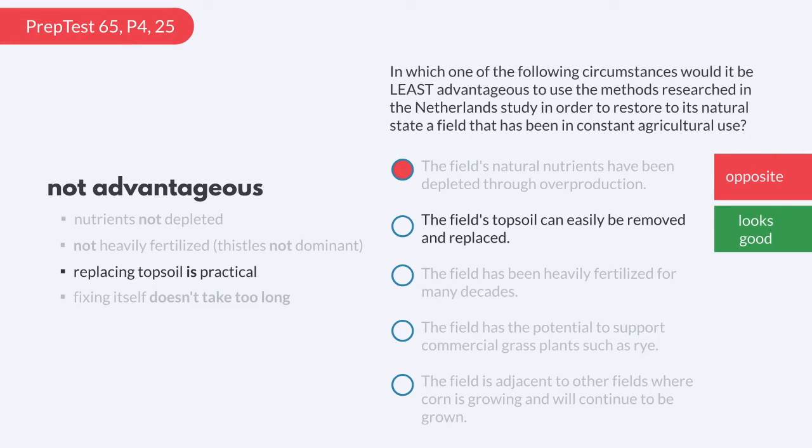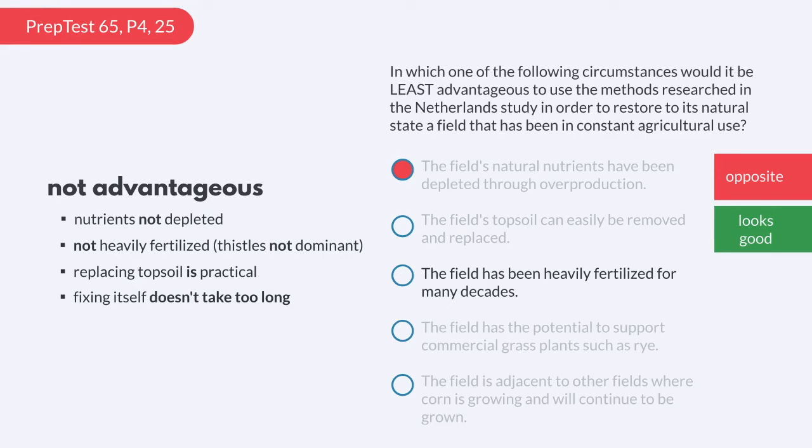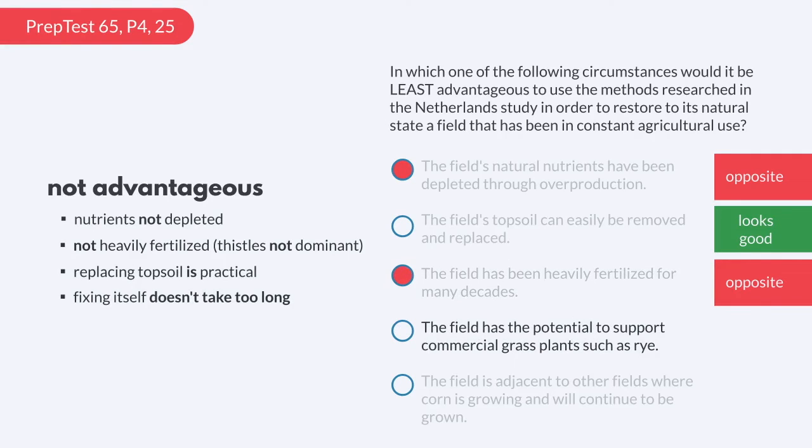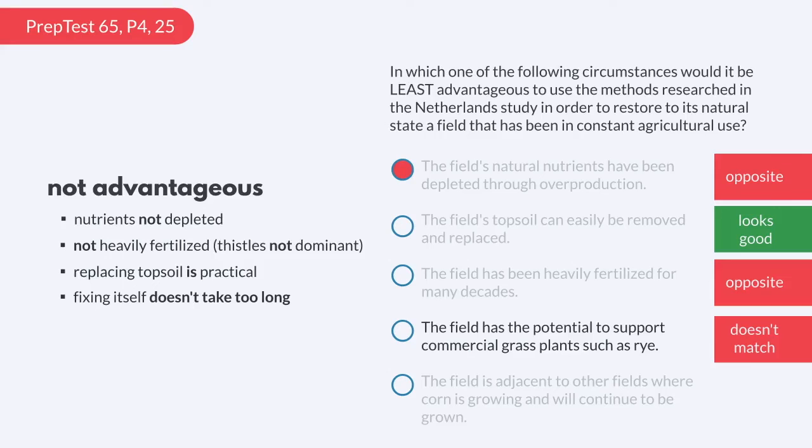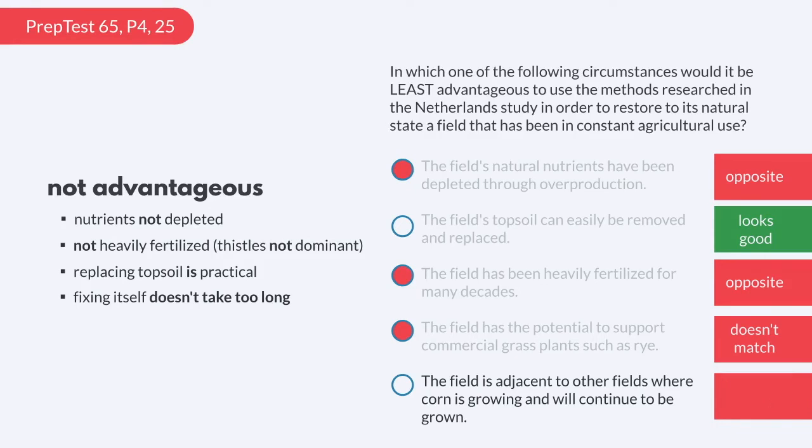So you don't need the Netherlands study and its takeaways if you have the option of just doing the quickest way. C is saying that this field has been heavily fertilized for decades. That would match what was happening with Europe. We were looking for not heavily fertilized, so that's another opposite. D is saying, well, this field has the potential to make rye. Well, cool, D. That has nothing to do with any of the details that motivated the Netherlands study. Similarly, with E, it's saying the Netherlands study won't be useful if the field you're working on is adjacent to where corn is growing. That doesn't have anything to do with any of our four details.